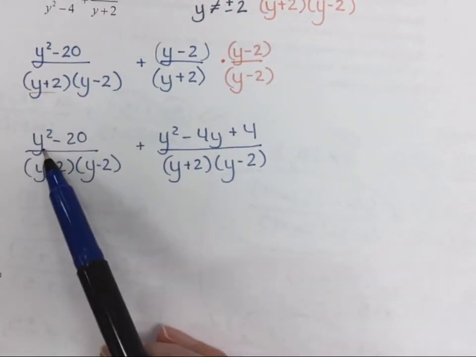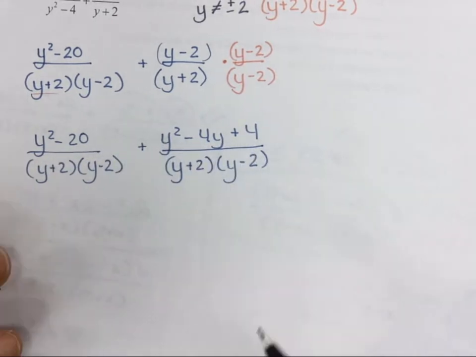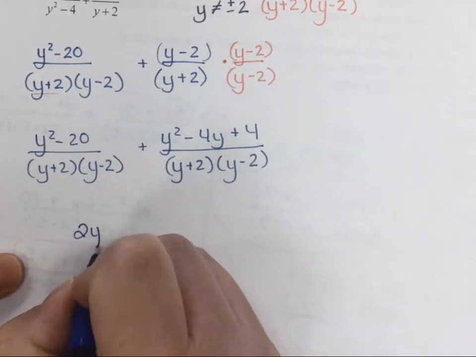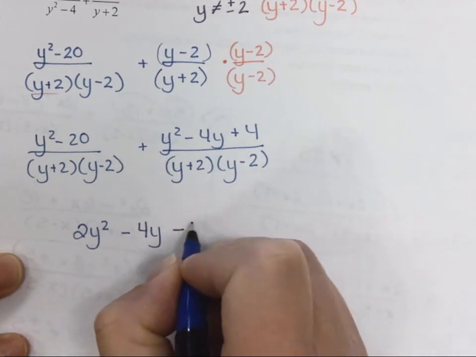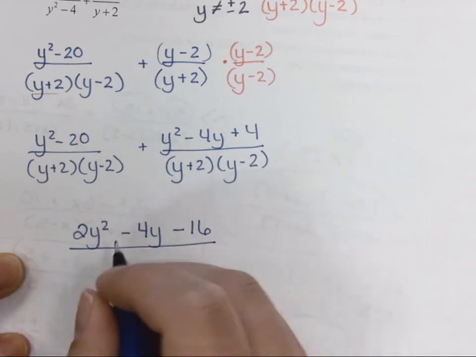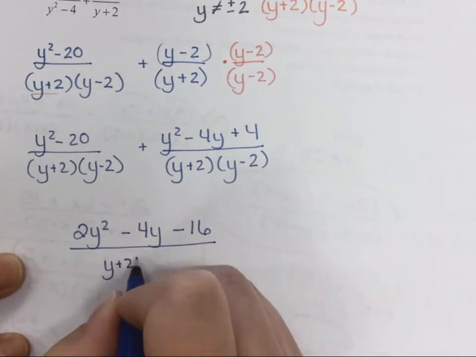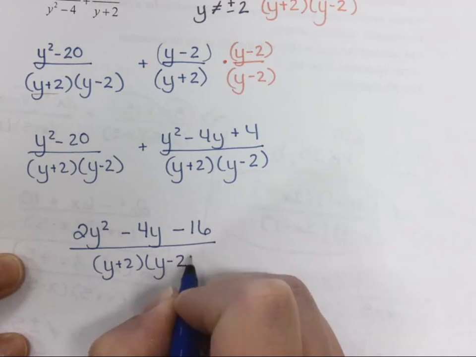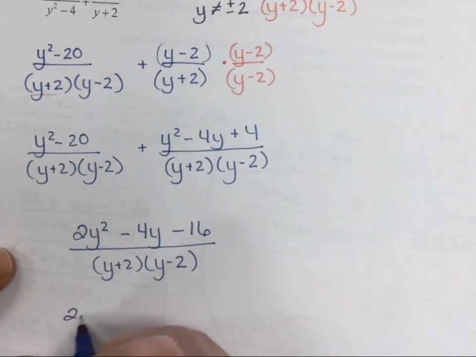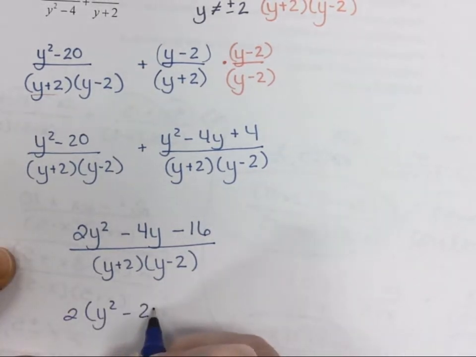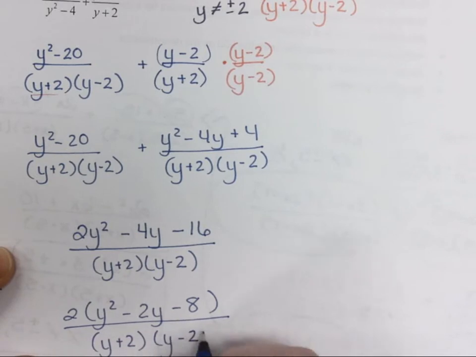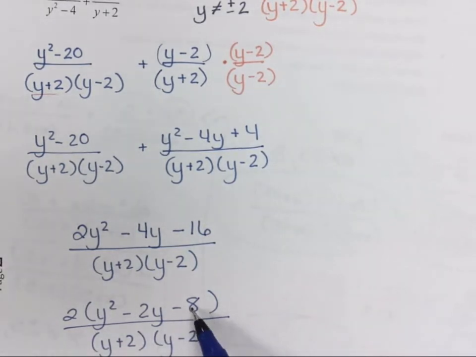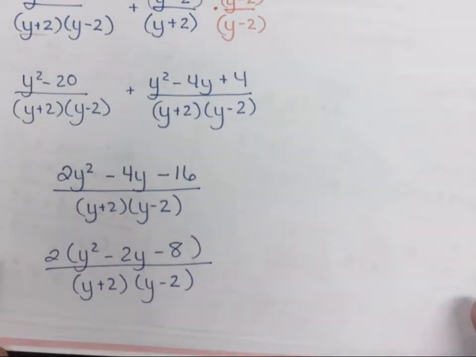Okay, so we're going to go ahead and combine like terms on the top. So I'm going to have 2y squared minus 4y minus 16 all over y plus 2, y minus 2. I'm going to common factor out that 2, because Madison taught me that. Makes it easier for me to see if I can factor it. Are there factors of -8 that would add up to a -2?